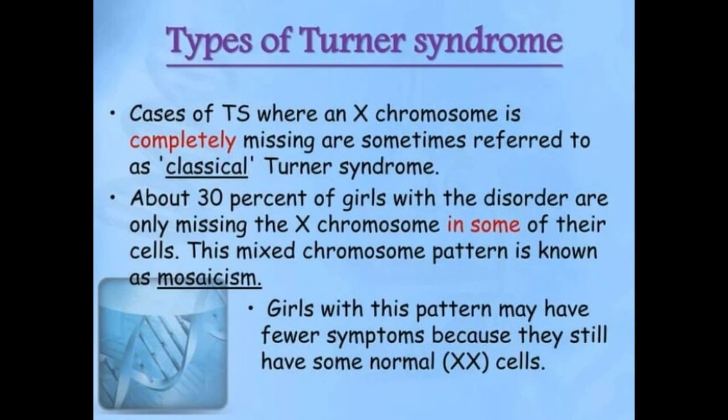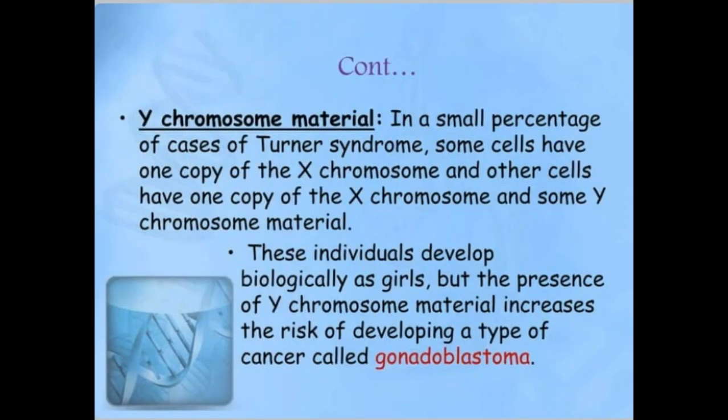Types of Turner syndrome. Cases of TS where an X chromosome is completely missing are sometimes referred to as classical Turner syndrome. About 30% of girls with the disorder are only missing the X chromosome in some of their cells. This mixed chromosome pattern is known as mosaicism. Girls with this pattern may have fewer symptoms because they still have some normal XX cells.